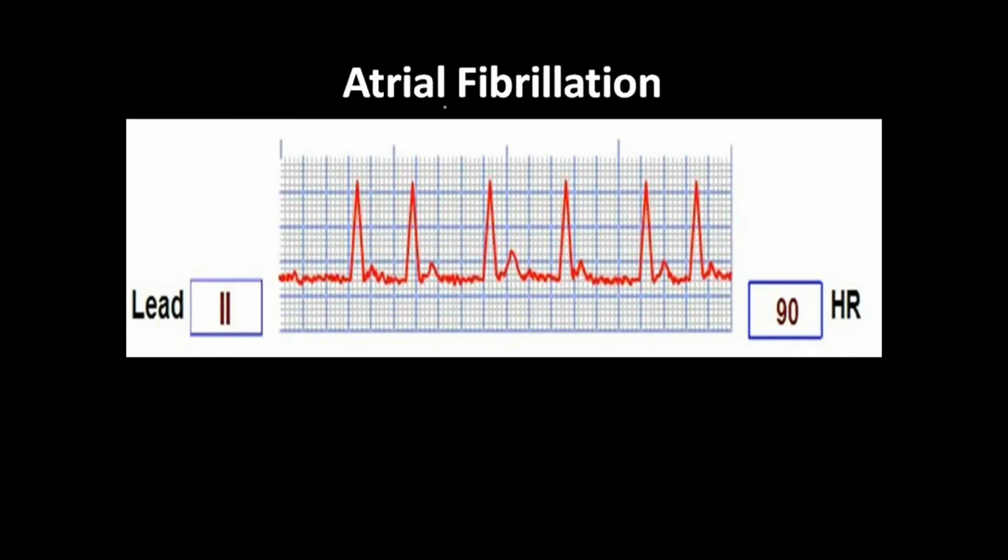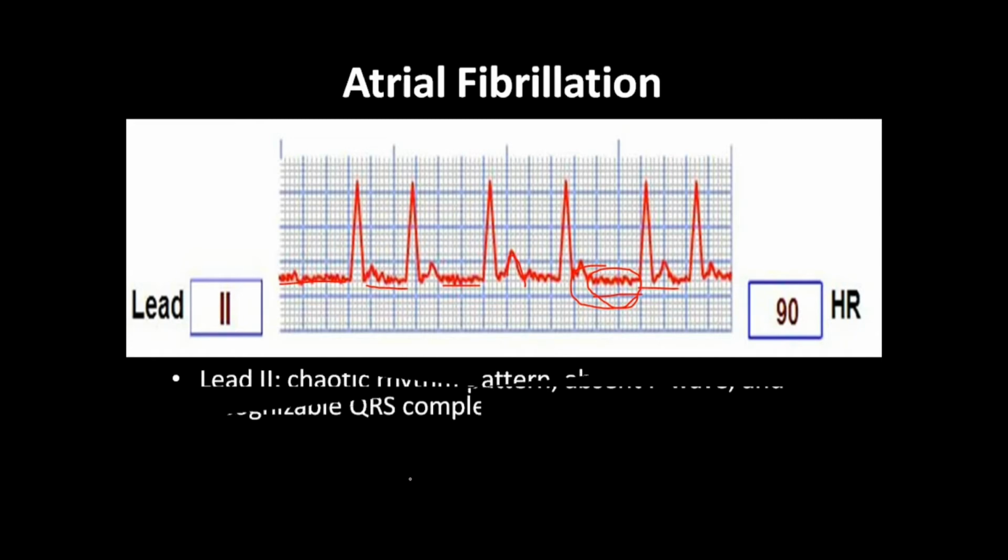Then we have atrial fibrillation. As the name suggests, it is an atrial fibrillation. The atrial waves will be replaced by fibrillatory waves. Here you cannot see a P wave, the atrial wave. But the QRS wave, the ventricular wave, is seen, and ventricular repolarization is seen. The T wave is distinct and the QRS waves are distinct, but not the P wave. So the P waves are replaced by a fibrillatory wave.